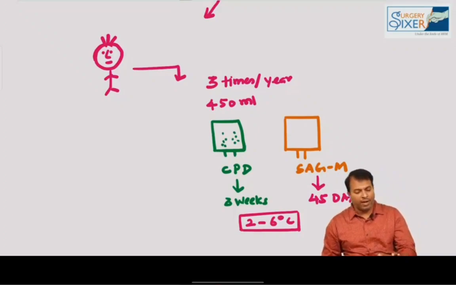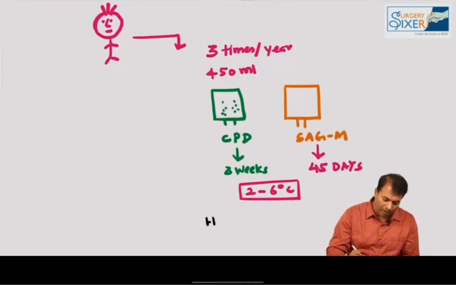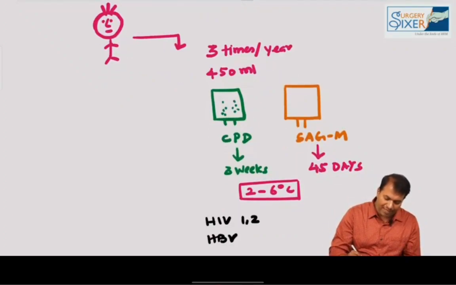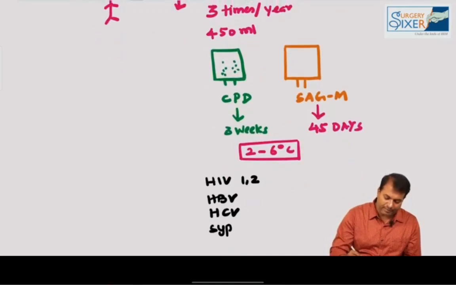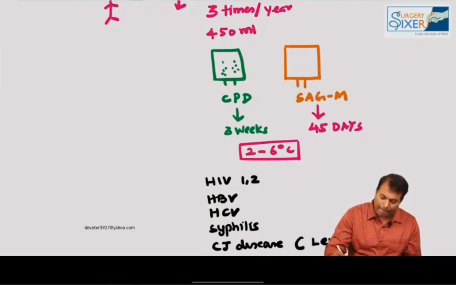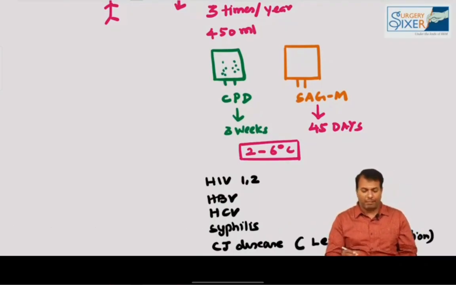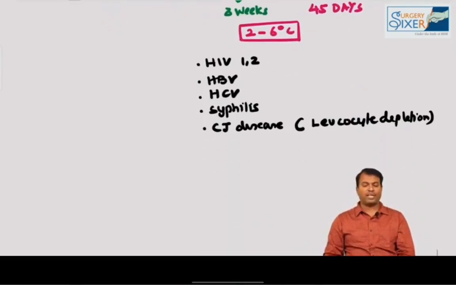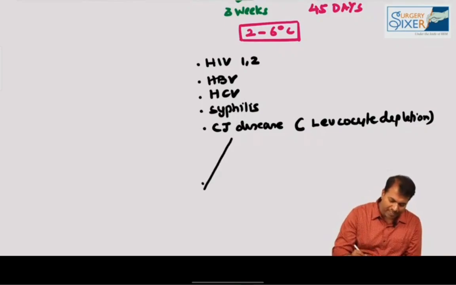In the donor blood, what are the infections you will rule out? We will rule out HIV 1 and 2, hepatitis B virus, hepatitis C virus, and syphilis in India. In Western countries, they also sometimes rule out Creutzfeldt-Jakob disease, and to prevent its transmission, they do leukocyte depletion. So the organisms usually tested in the donor blood are HIV 1 and 2, HBV, HCV, syphilis, and Creutzfeldt-Jakob disease.